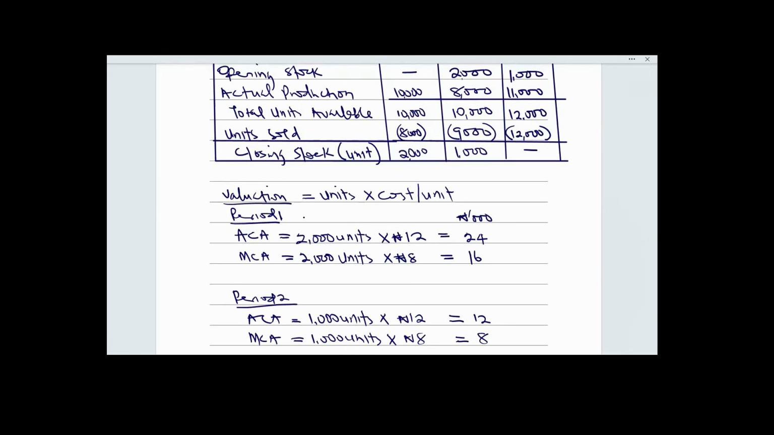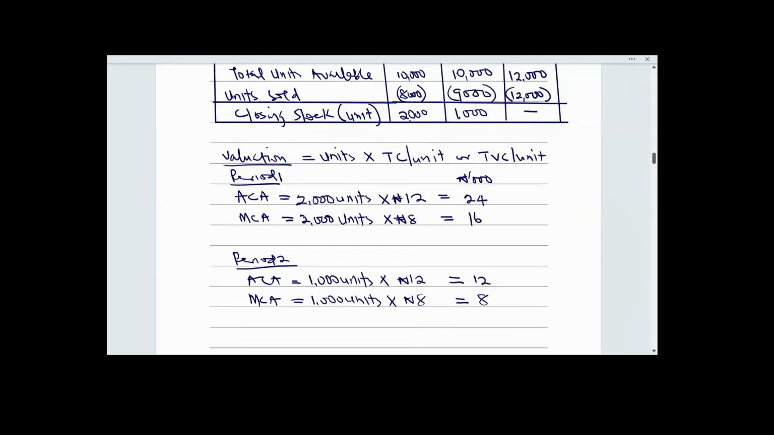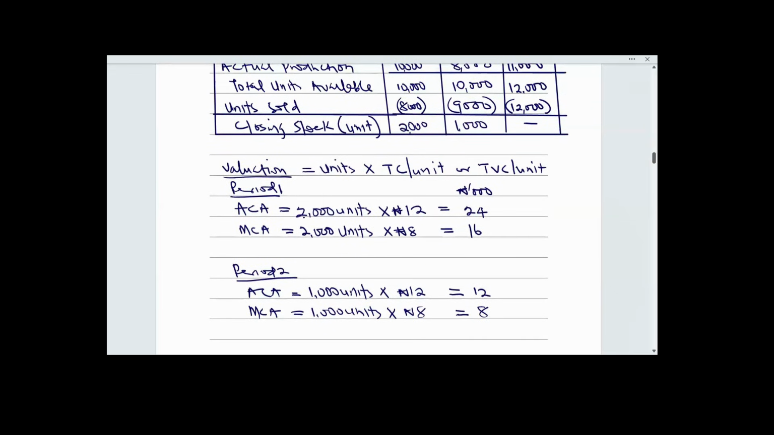Okay, let me rewrite this so that you understand what we're trying to do. Instead of saying units multiplied by cost per unit, let's say units multiplied by total cost per unit, or total variable cost per unit, depending on whether you are using ACA or MCA. So now that we have computed our closing stock in the first period under ACA to be 24,000, let's go and post.